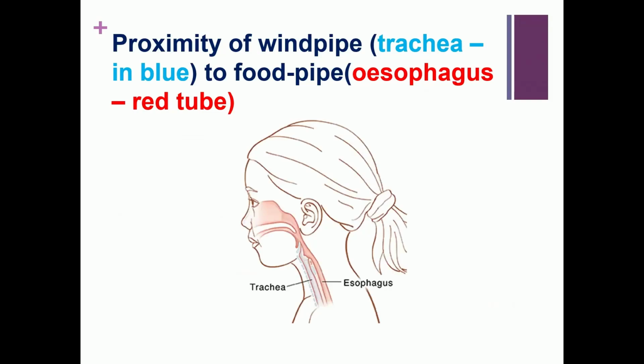So again, another diagram really just to highlight the close proximity, which is why we just want to be mindful, especially with our little ones with Down syndrome, because they might find it a little bit more tricky to coordinate that swallow.